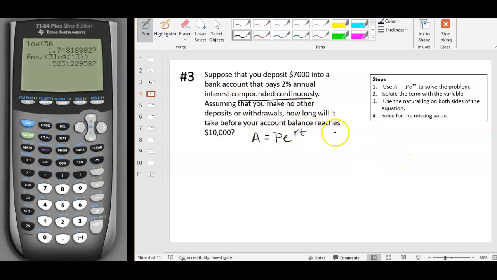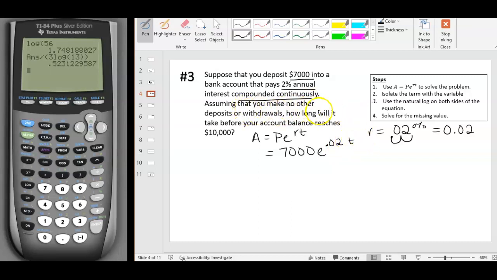Okay, so now let's think about what we have. So we have $7,000. Okay, that is the starting value in our account. So that is going to be the value of P. Okay, that's going to be the principal. And then we have e, and then it tells us 2% annual interest compounded continuously. So that means r equals 2%. So I'm going to convert this to a decimal by moving it 2 places to the left. Okay, so r equals 0.02, and so we have 0.02, and then we have t.